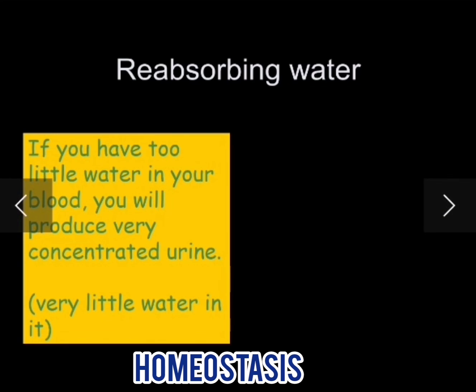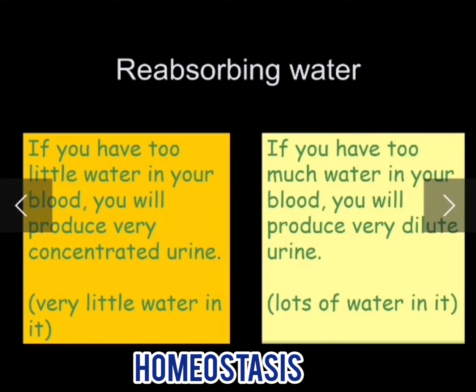Reabsorbing water. If you have too little water in your blood, you will produce very concentrated urine, with very little water in it. If you have too much water in your blood, you will produce very dilute urine, with lots of water in it.